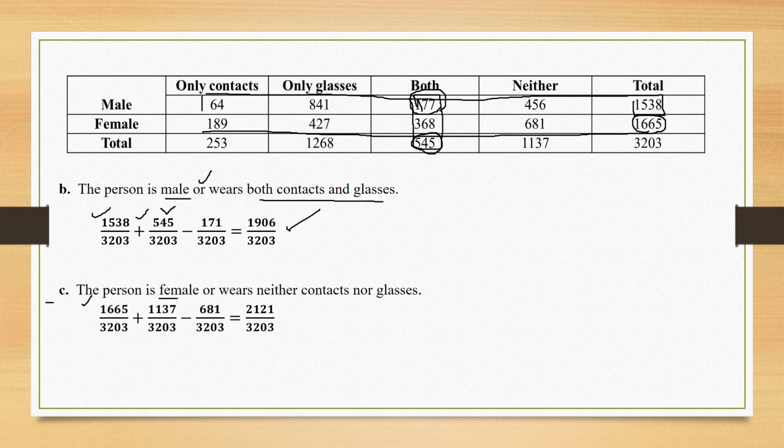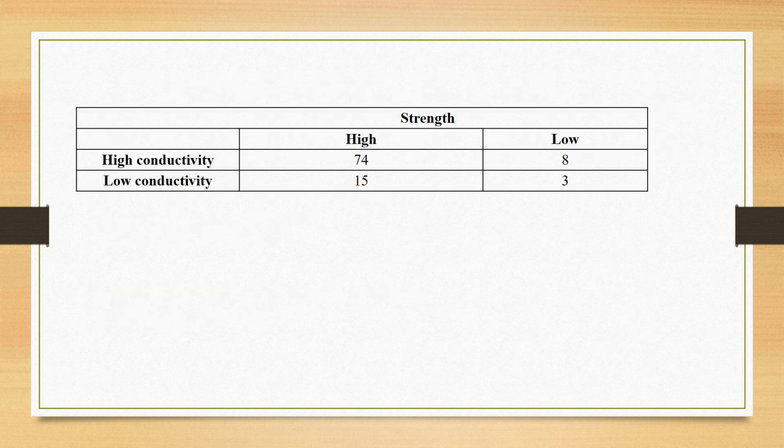1665. I wrote down here, or, put here a plus sign, for those who wear neither contacts nor glasses. So this is neither. How many total people don't wear anything? 1137, but here this number is common, so it will be subtracted from the sum, so the answer will become 2121.